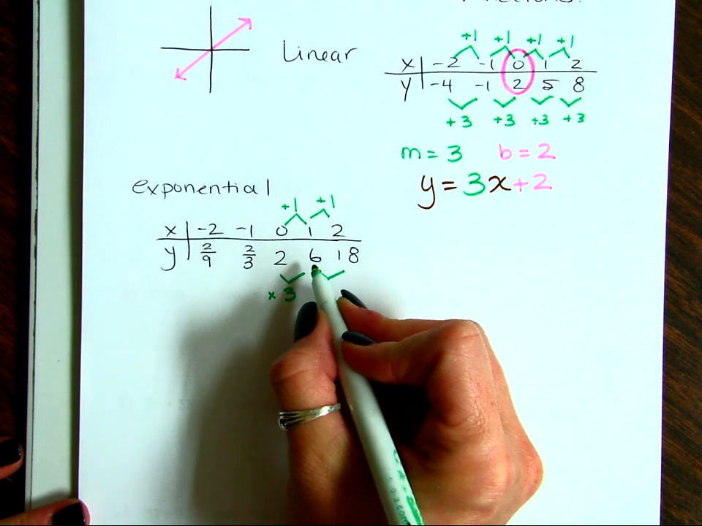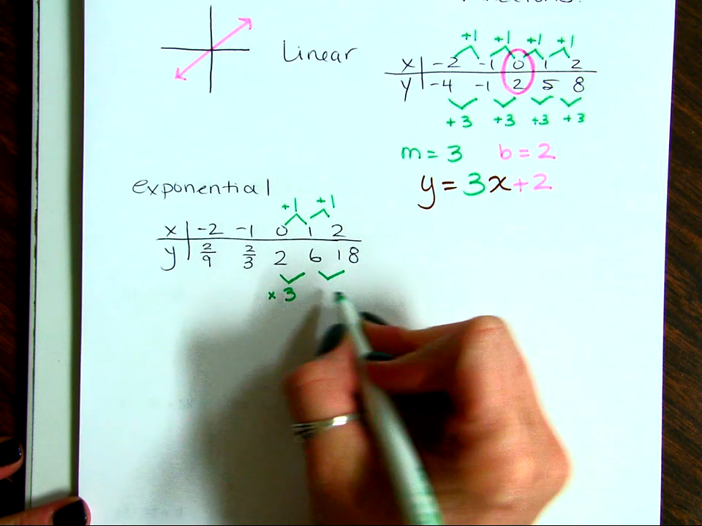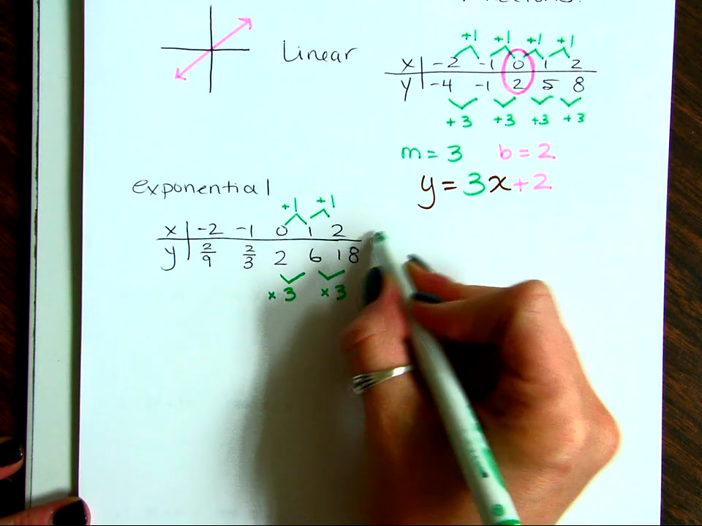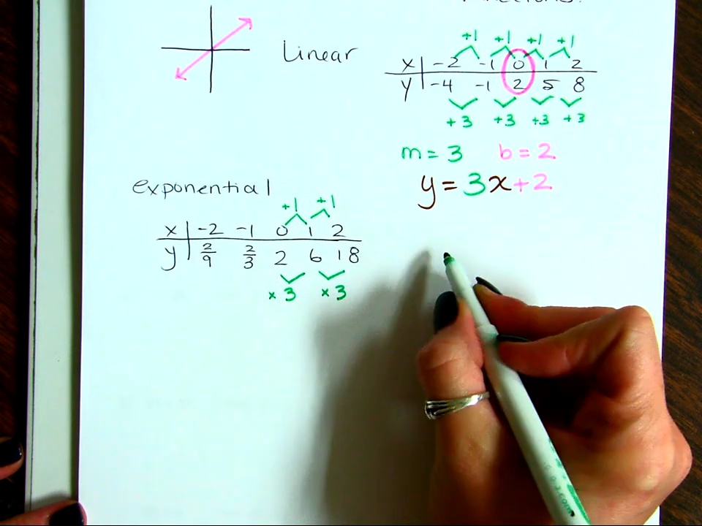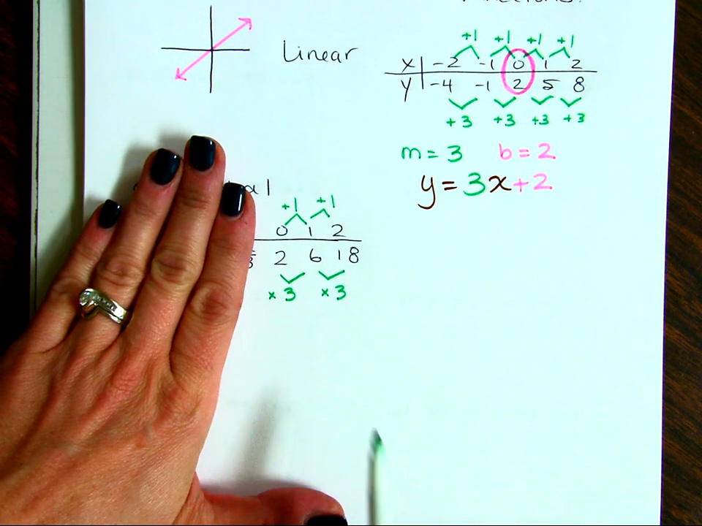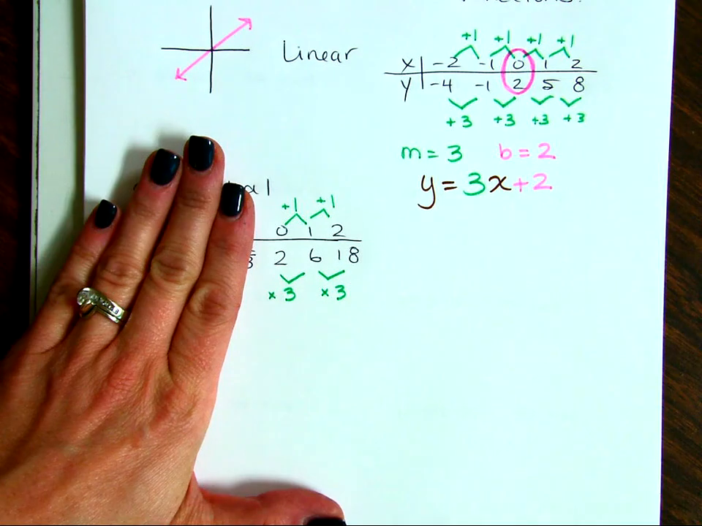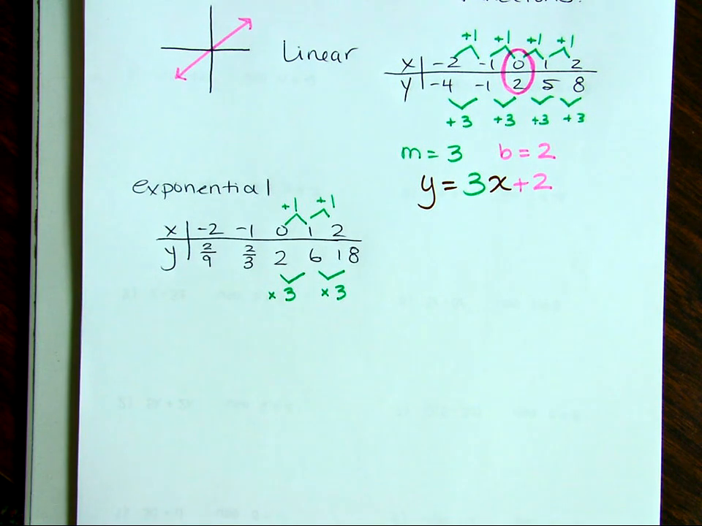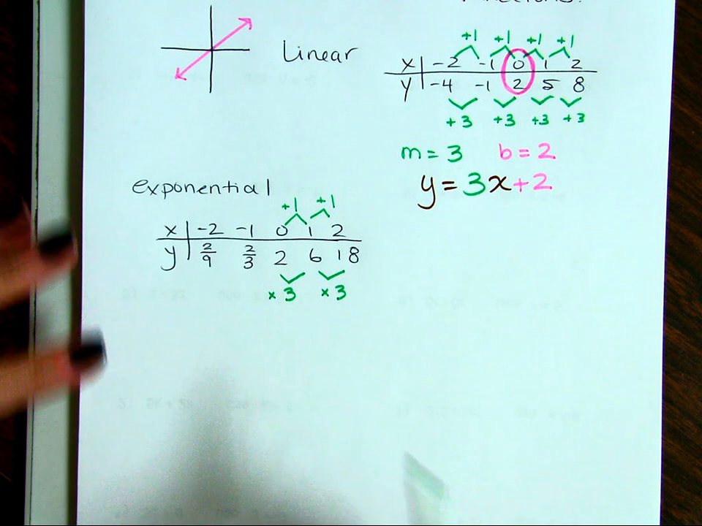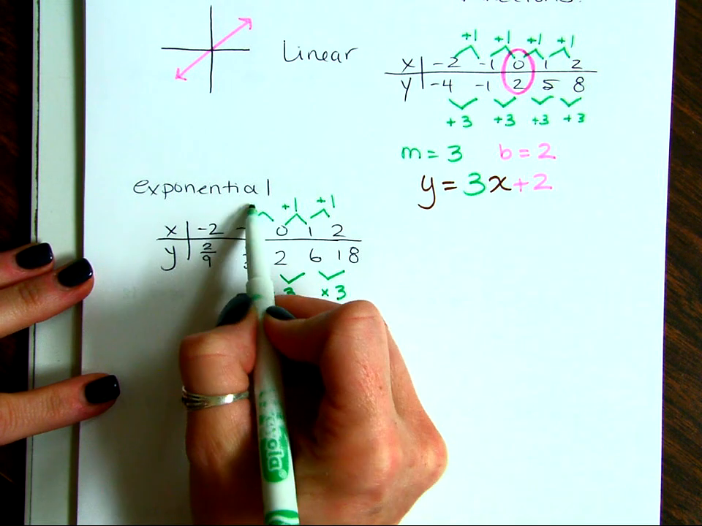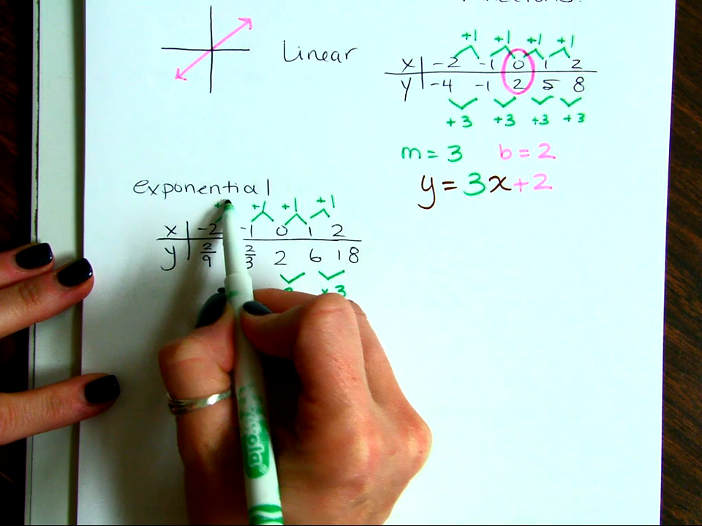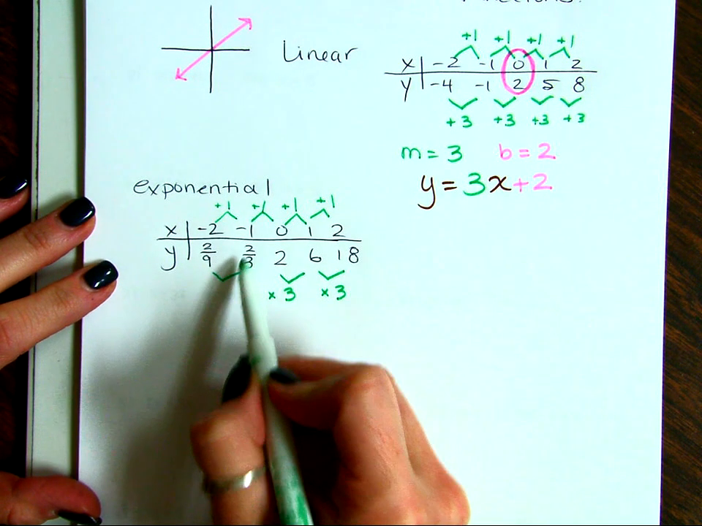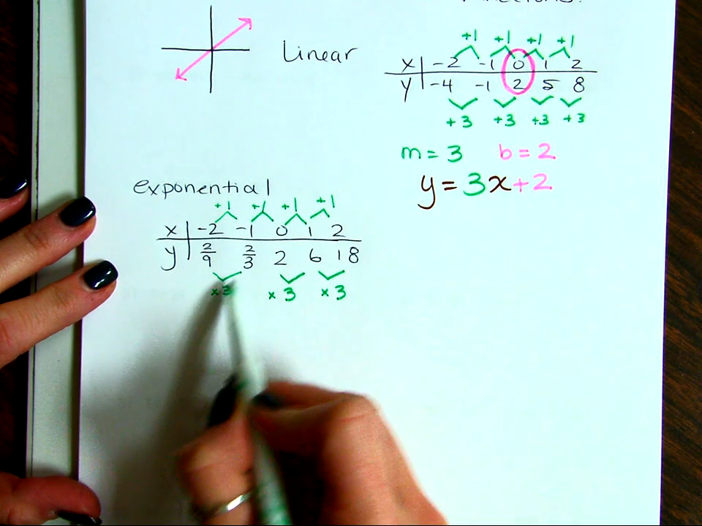2 times 3 is 6. 6 times 3 is 18. The next point would be 18 times 3. So we are not adding a constant anymore. We are multiplying. Okay? So then I guess what you could do is we could just say, well, this is still going up by 1. Let's just double check this to make sure that this is right. Let's just see if I went from 2/9, did I multiply by 3 to get 2/3?